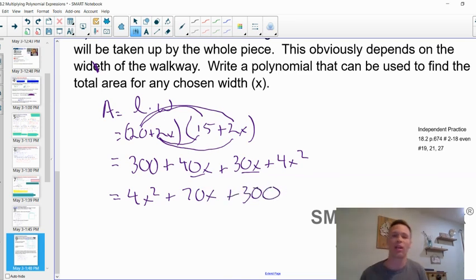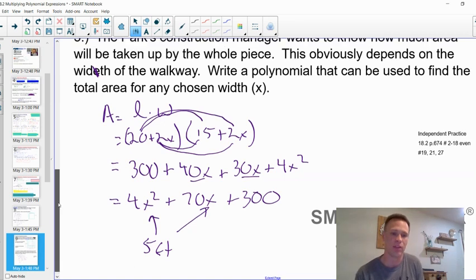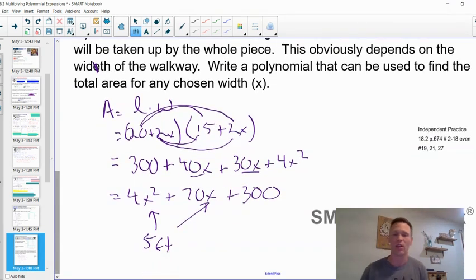Now, here's what that architect can do. He can decide any width he wants for that walkway. Say he wants it to be 5 feet wide. Now, all he has to do is substitute 5 in here and 5 in here, and he can find the area of the entire garden very easily rather than measuring what that's going to be.